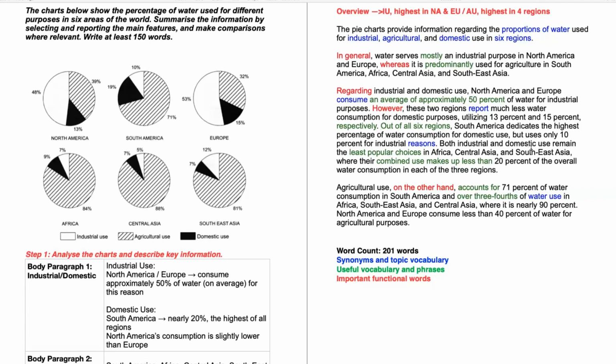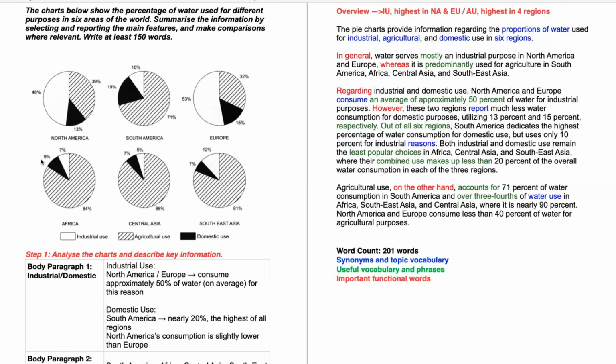Both industrial and domestic use remain the least popular choices in Africa, Central Asia, and Southeast Asia, where their combined use makes up less than 20% of the overall water consumption in each of the 3 regions. And so I haven't gone too much in detail, but I just wanted to say that it is the least popular for these 3 areas. And I'm looking at the combined use.